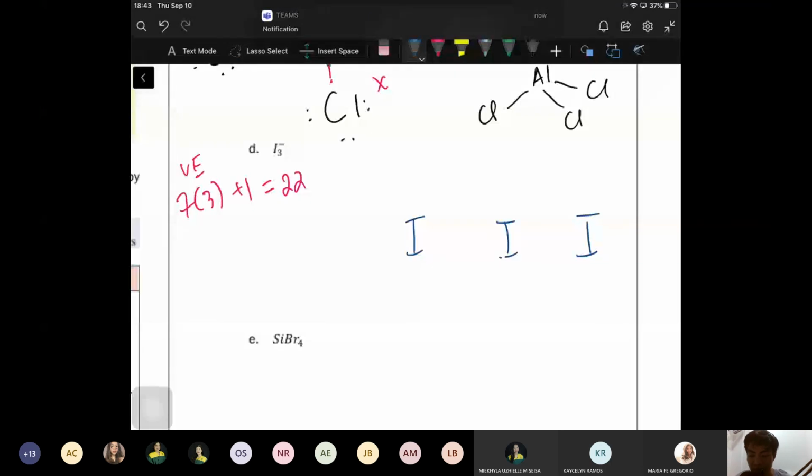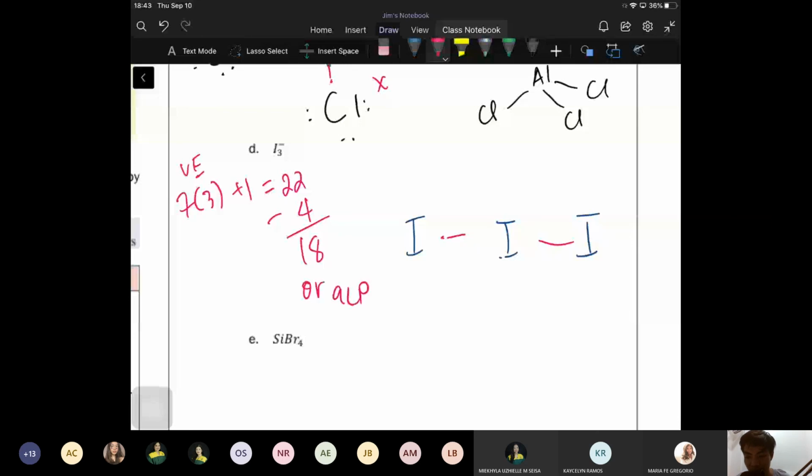Then I will connect them using single bonds. Minus 4. How many is that? 18, or 9 lone pairs. I'll place the 9 lone pairs. I will follow the octet rule. 1, 2, 3, 4, 5, 6, 7, 8, 9. So, what did I notice? This is a violation of the octet rule.